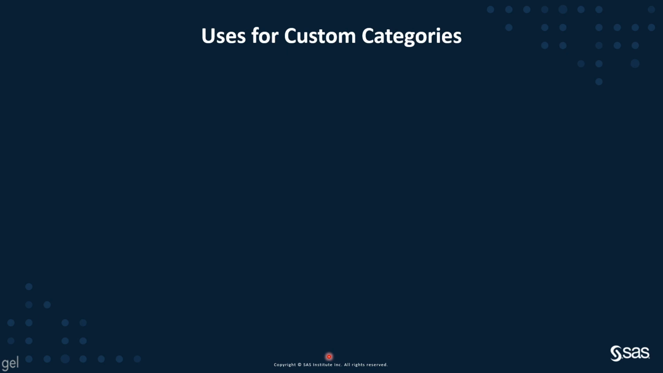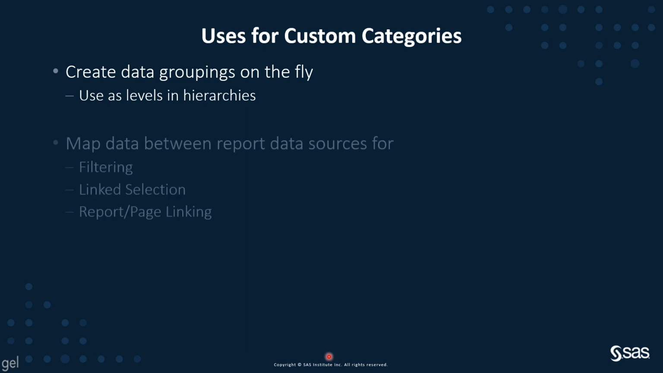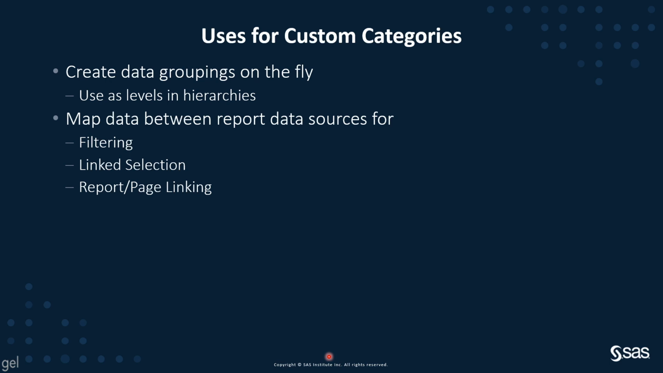Let's talk about when you might create a custom category. To create data groupings on the fly to use as levels in a hierarchy. To map data between report data sources for filtering, linked selection, report or page linking. For rudimentary data cleansing, this is not to take the place of a proper data quality process, but it can certainly be the quick fix to get consistent data value groupings.